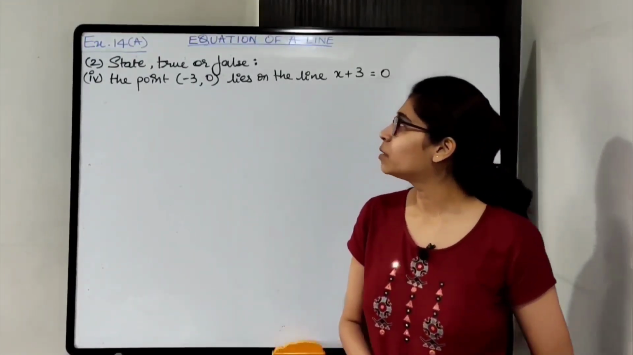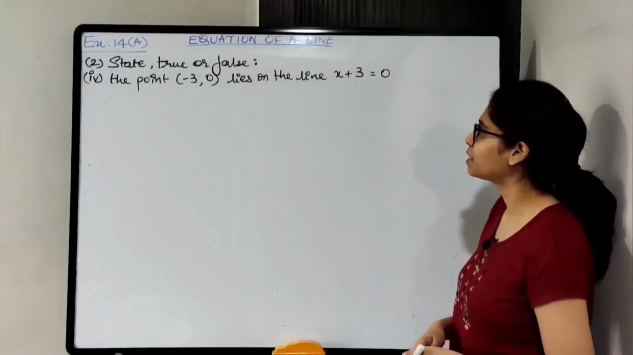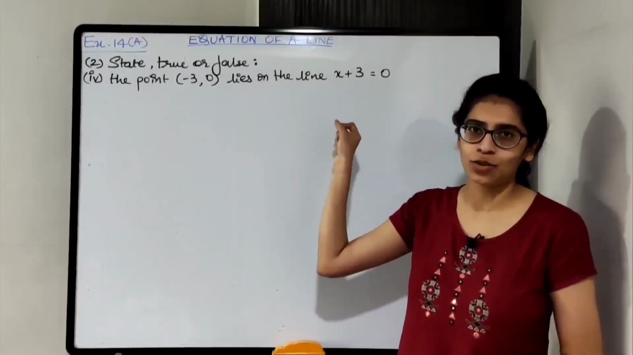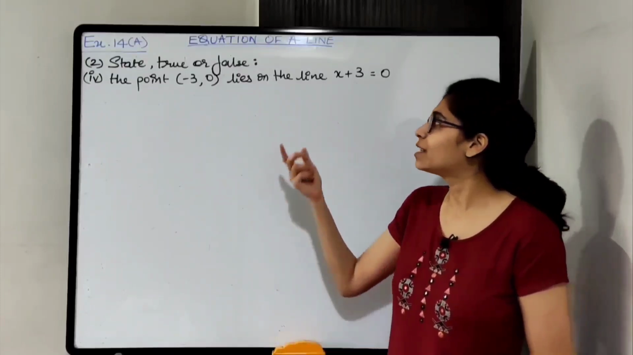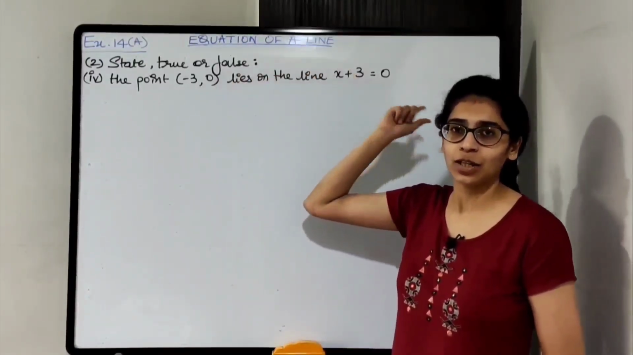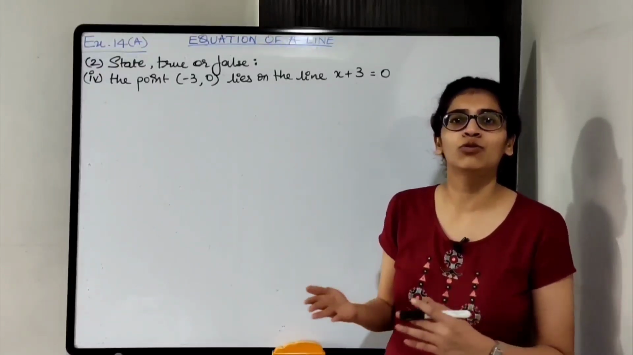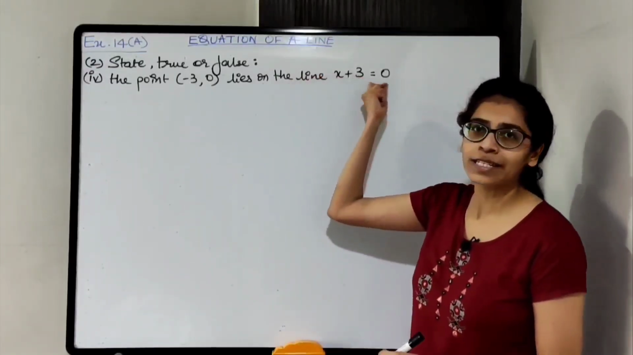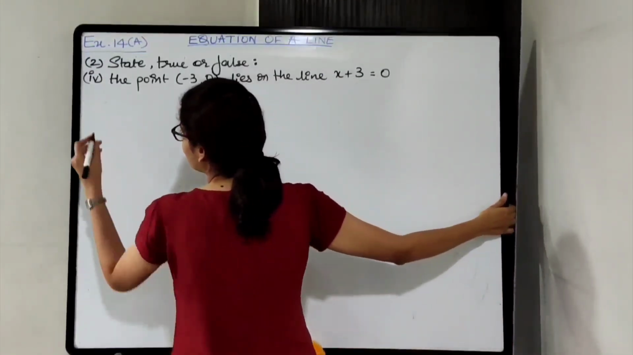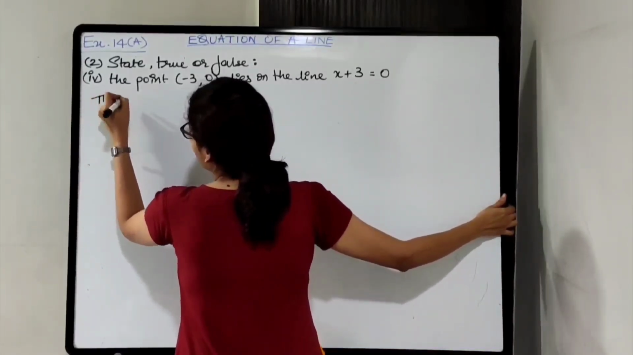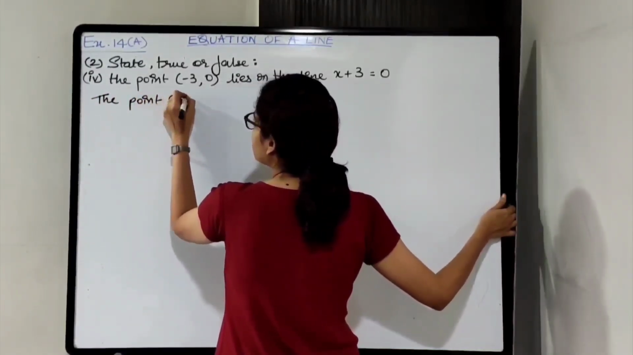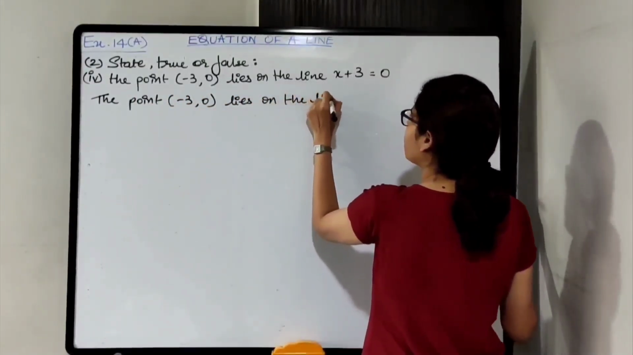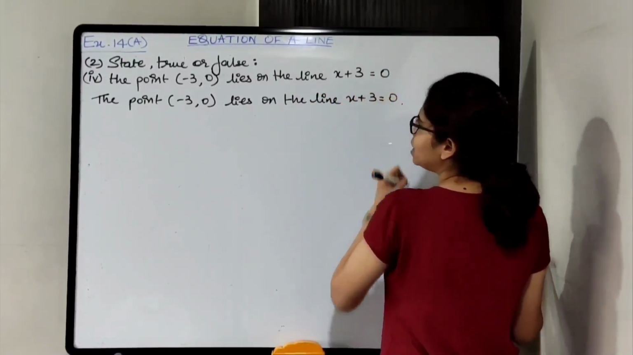Statement number 4. The point minus 3, 0 lies on the line x plus 3 equal to 0. We are told that the point is lying on the line, so it is satisfying the equation. So we can substitute the values of the coordinates in the equation. So let's see if the statement holds true or not. So we will substitute in the equation itself because we are told that the point is lying on the line. So substitute करते हैं. Write down the statement first. The point minus 3, 0 lies on the line x plus 3 equal to 0.